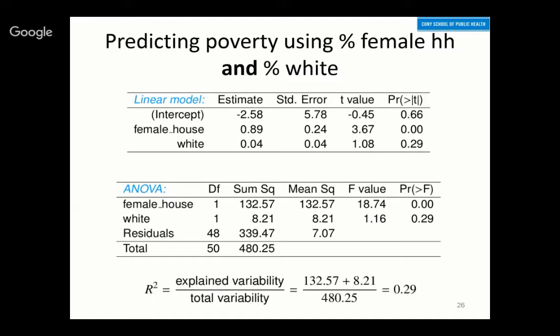So it's easy here. Our explained variability is just the sum of these two, 132 plus 8.21 divided by our total 480. We get an R-squared of 0.29. So this is a nice way to calculate R-squared for multiple regression. You'll find it's in your regression output, but also you don't have to do it manually. But it is easy to do manually from your ANOVA table.